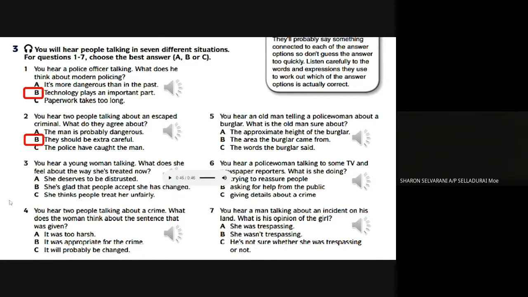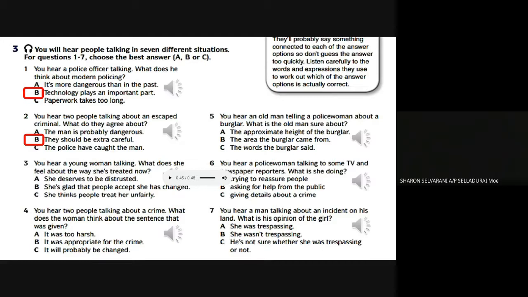All right. You hear a young woman talking. What does she feel about the way she's treated now? A, she deserves to be distrusted. That means people don't trust her. That means she has to be done like that. That means people should not trust her anymore. Or B, she's glad that people accept she has changed. Or C, she thinks people treat her unfairly. So which one do you think is the answer?